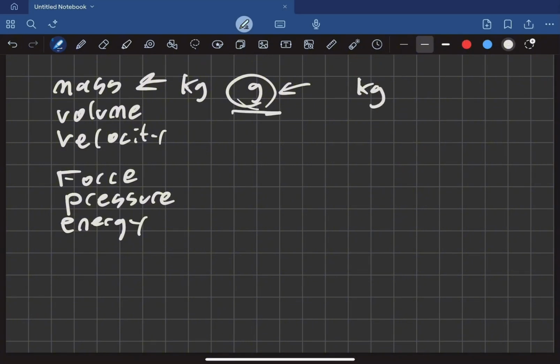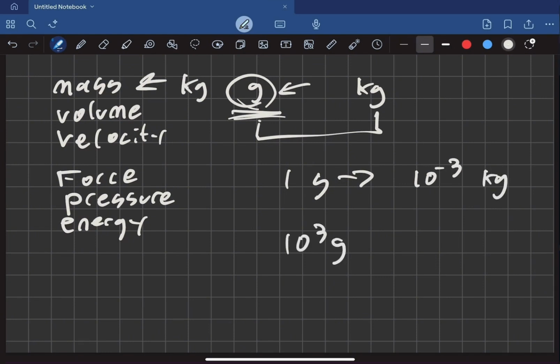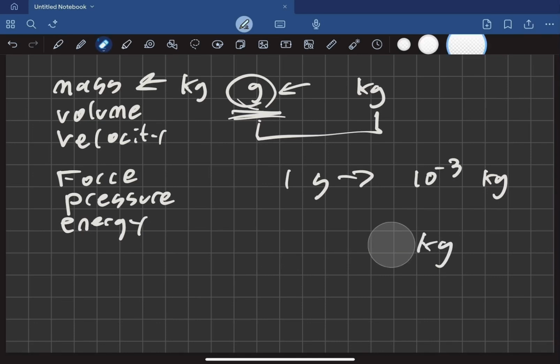But whatever you end up measuring in the lab, or whatever you're given as part of your practice problem, might be in grams because that's usually the one that we use in the lab. So just know that you're going to have to convert between them. So say you had 1 gram, you would have to know that that's going to be 10 to the negative third kilograms because there are 10 to the third grams in 1 kilogram. So that's the first important note.